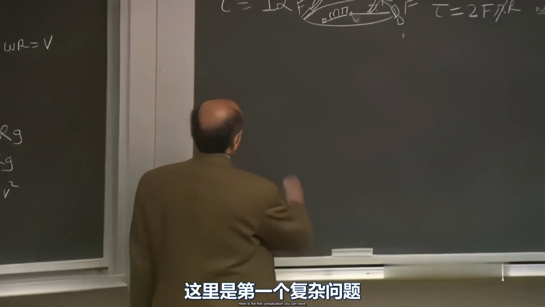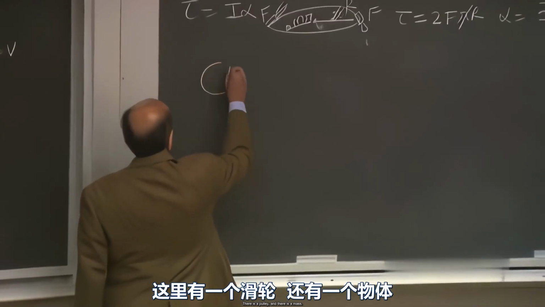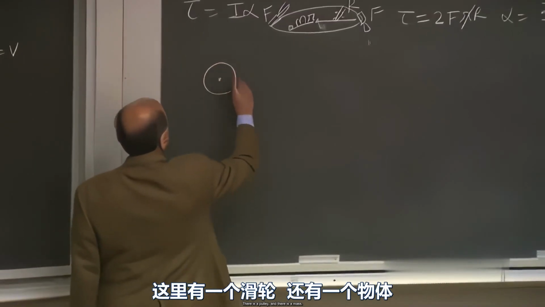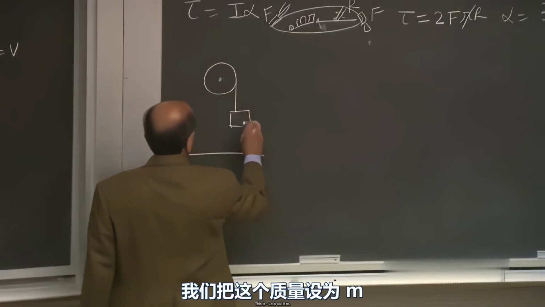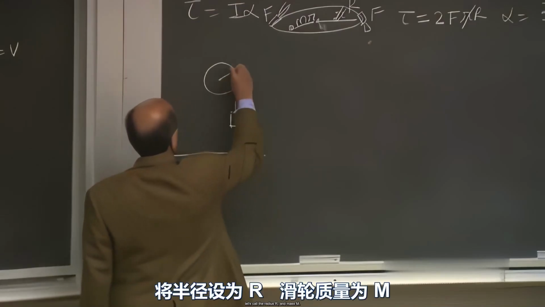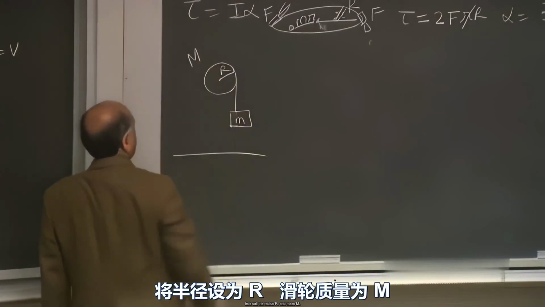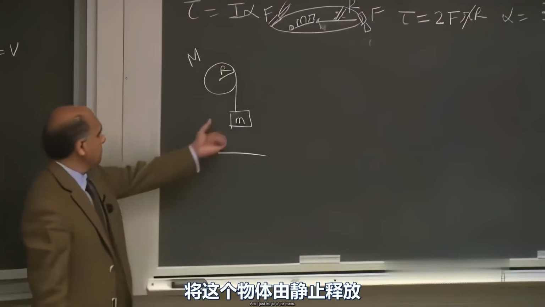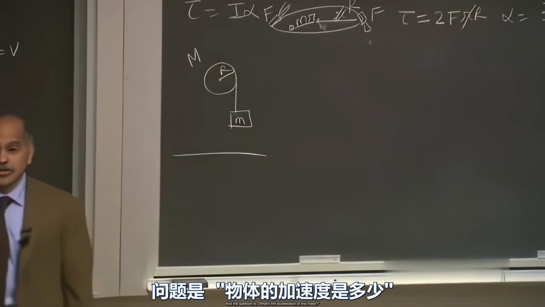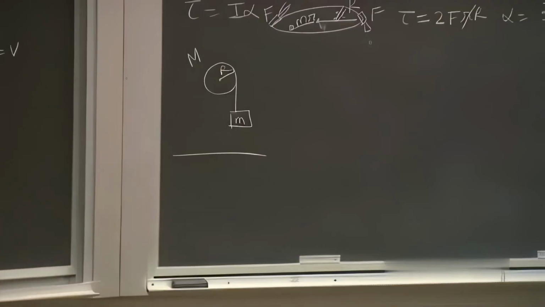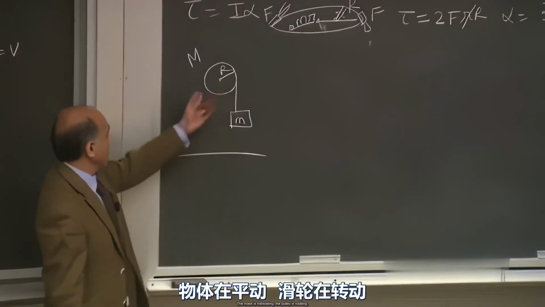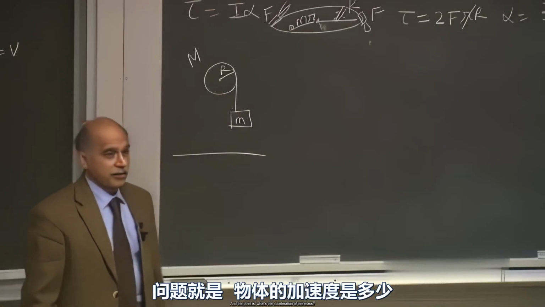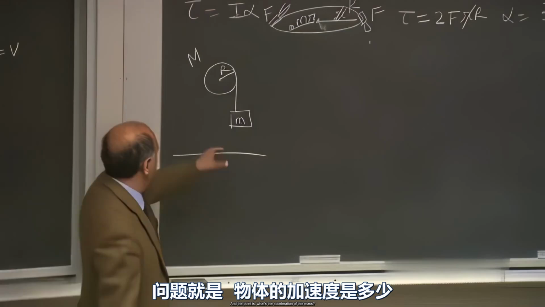Here is the first complication you can have. There is a pulley and there is a mass. This is, let's call it little m, let's call the radius r, and mass big M. And I just let go of the mass. And the question is, what's the acceleration of this mass? So this is a combination of rotational problems and translation. The mass is translating, the pulley is rotating. And the point is, what's the acceleration of this mass?